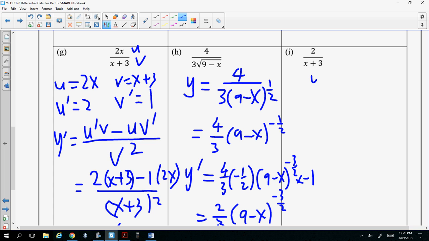What rule do I use? Chain rule. So write that as x plus 3 to the power of negative 1. And it's going to be very quick. You use the chain rule. And what do you do? Negative 1, x plus 3 to the power negative 2 times 1. And you get that.